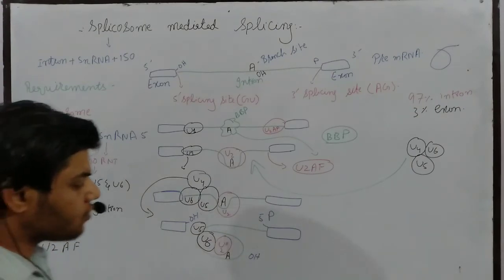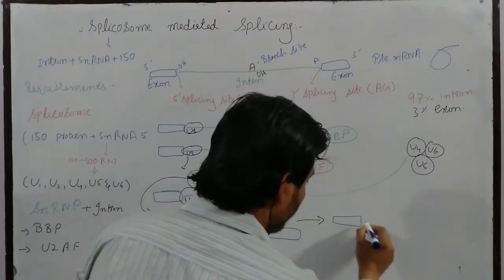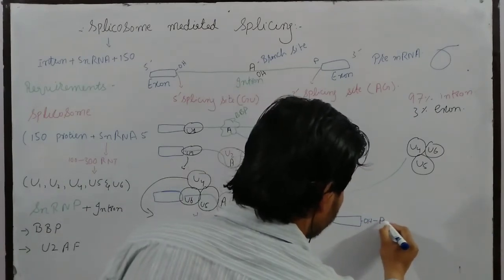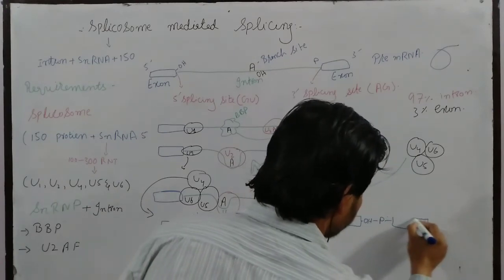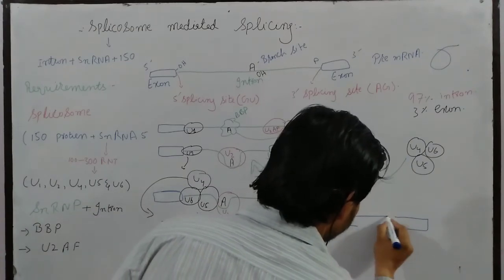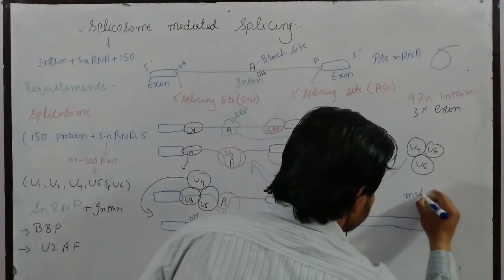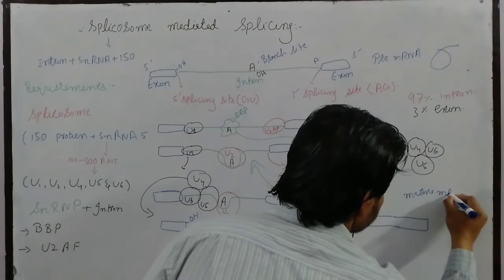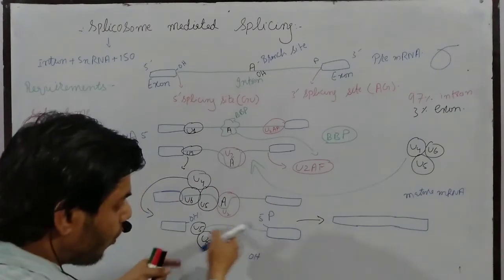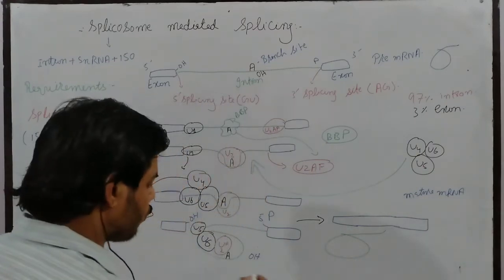After that we will get the structure like that. This is the first exon which comes closer. So there is the hydroxyl group and it will become closer to this other exon which has the phosphate. Okay, so both come closer to each other and we will get the structure like that. So this is the mature mRNA. In the mature mRNA we have exons, as you can see, and this complex will be released out.